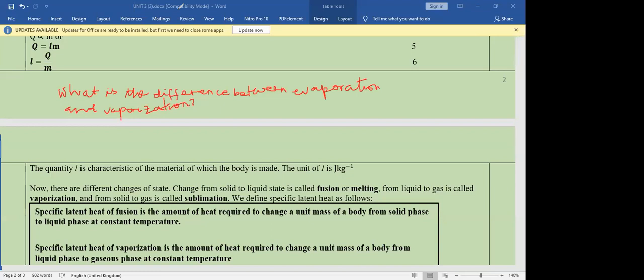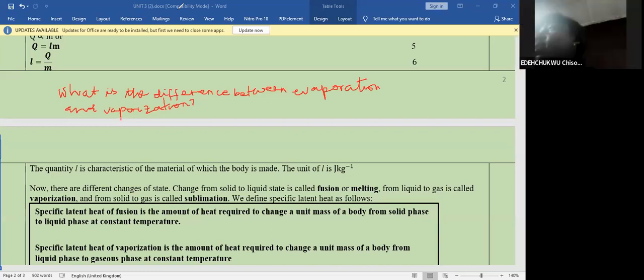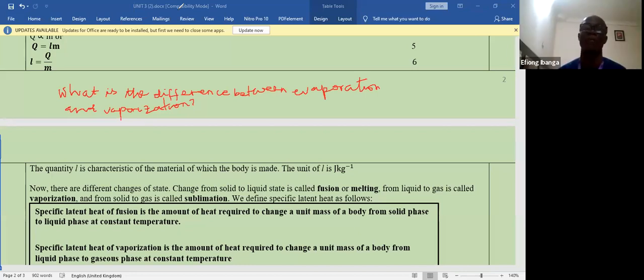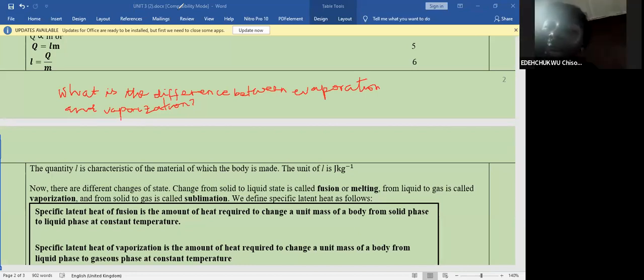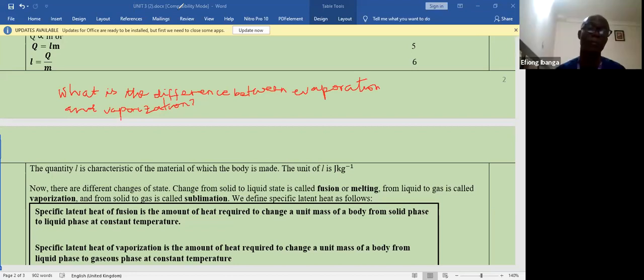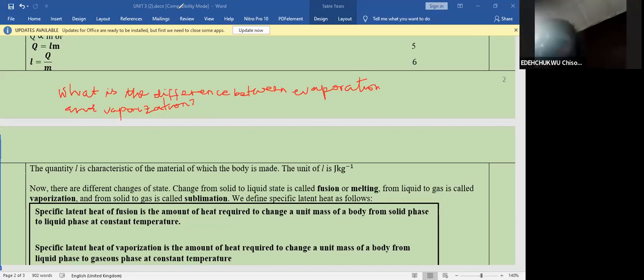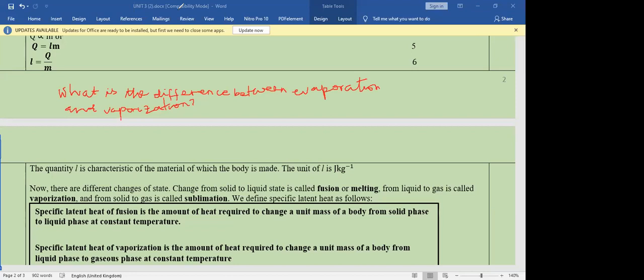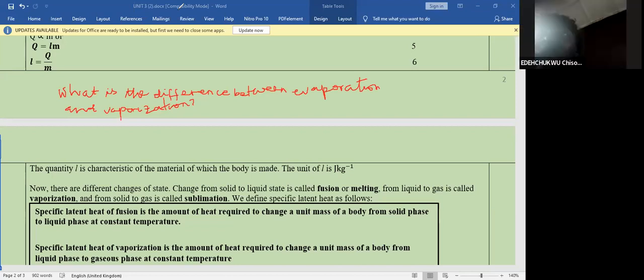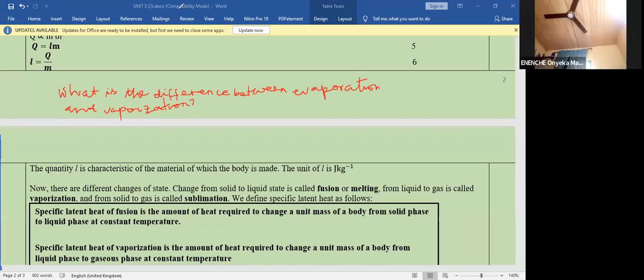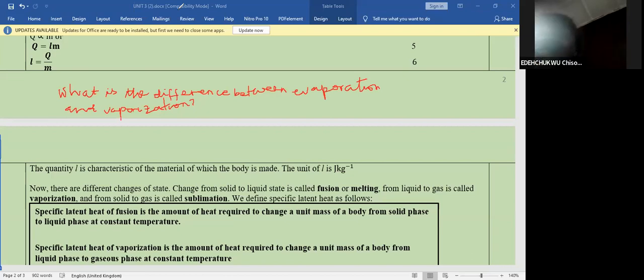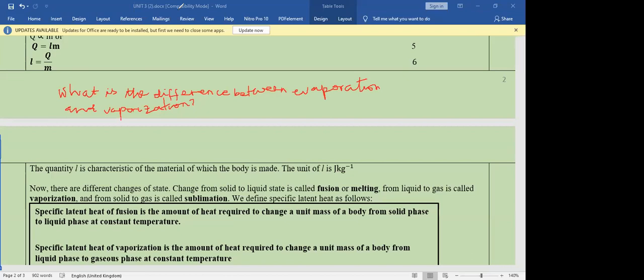I have an answer. I will allow you to discuss it before I intervene. Vaporization is the change from liquid to gas at a specific temperature. Evaporation occurs at any temperature. All right. Okay. Now let us examine the answers.